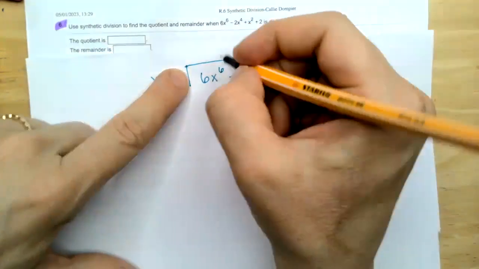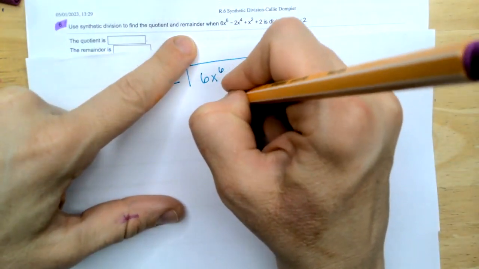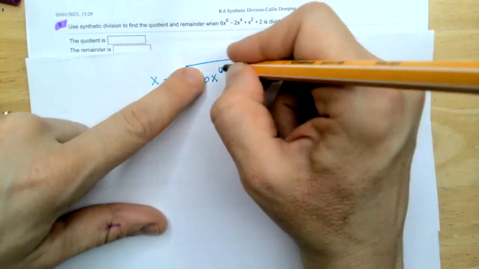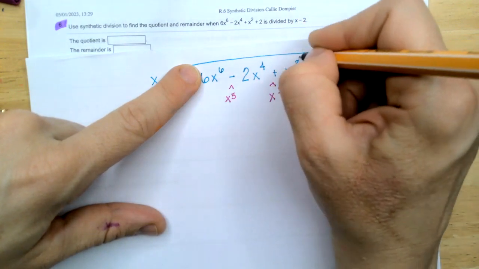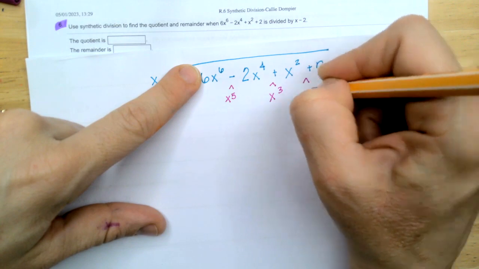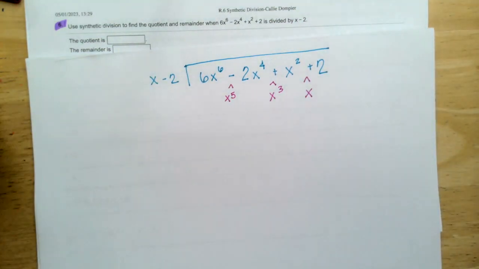Now, I want to notice that I don't have an x to the 5th. I'm missing x to the 5th. 6, 5, 4, I'm missing x to the 3rd. 2, and I'm missing x to the 1st. All right, those are all going to be zeros.